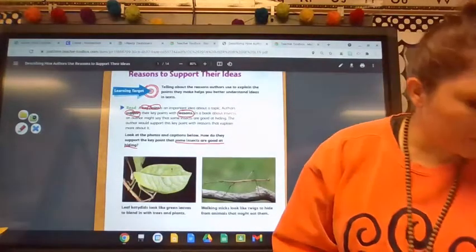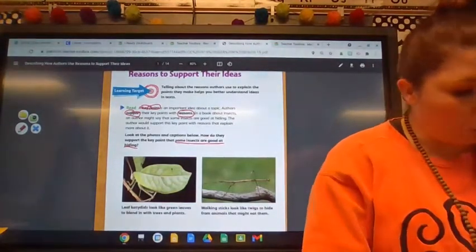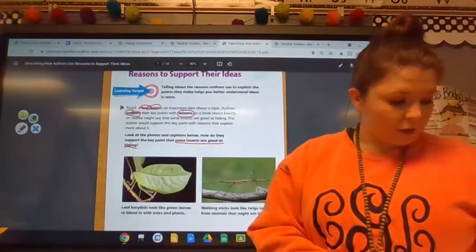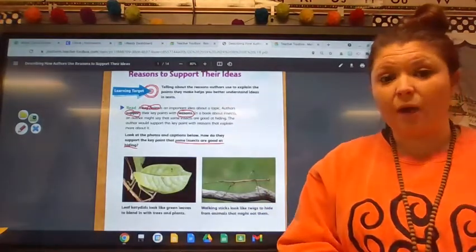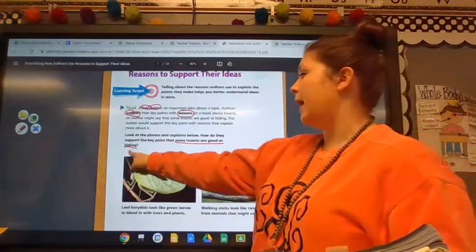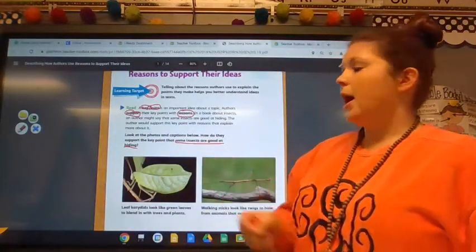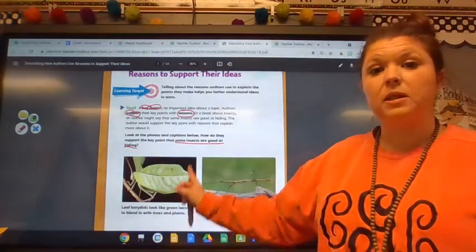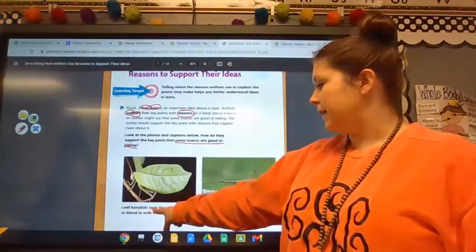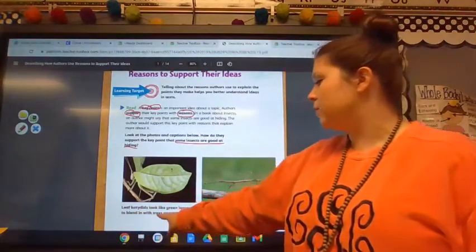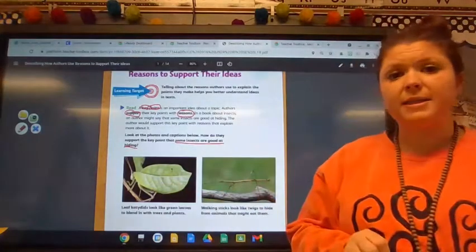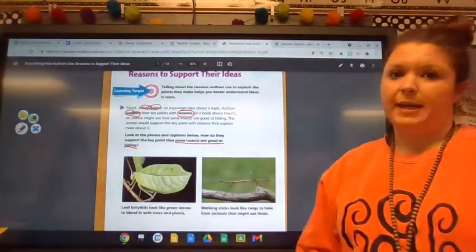Now we're going to go back and think about what is important that we need to know, the facts that the author uses to support the point, and see how they are connected. So remember, our key point is some insects are good at hiding. We want to give those reasons that the author says insects are good at hiding. So here it says leaf katydids look like green leaves to blend in with trees and plants. What here lets us know that insects are good at hiding?